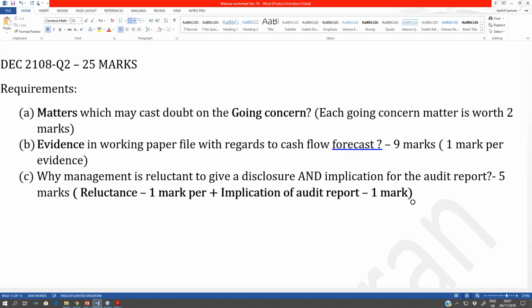Now, this is the planning I've just done. So we know the requirements, we know the marking schemes. Now, the only thing left is to answer. Okay, let's make an answer sketch.